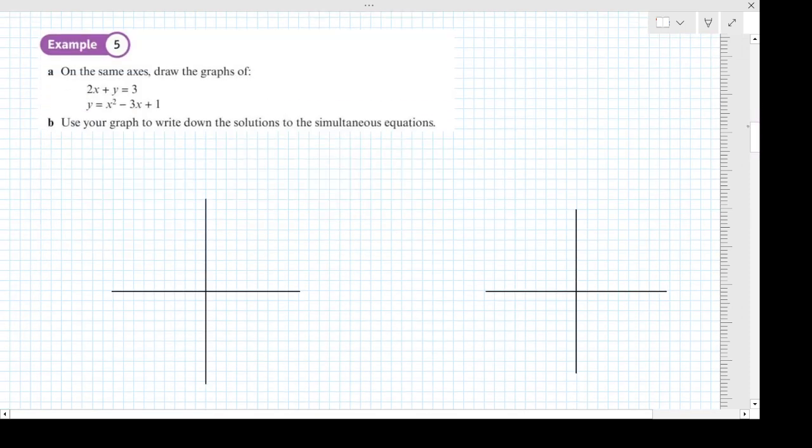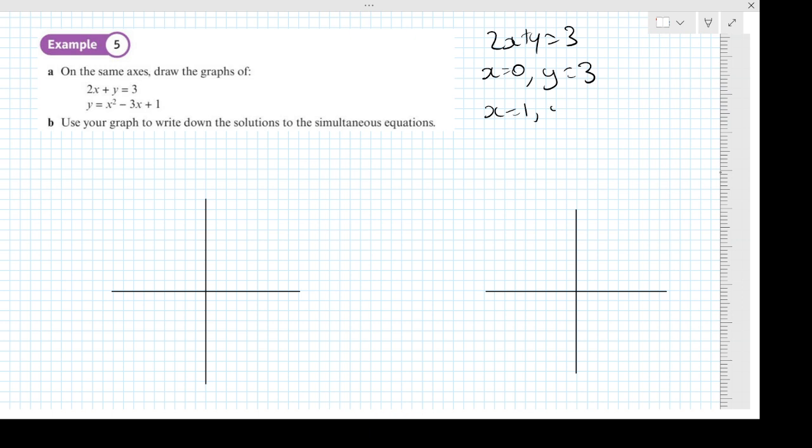We're going to continue on with this, and it says now on the same axis, draw the graphs of 2x plus y is 3 and y is x squared minus 3x plus 1. Okay, so this one has a line and a quadratic. So first let's draw the line. So firstly we have 2x plus y is 3. Again, to draw the line, I want to pick 2 points. I'm going to pick, say, x is 0. Then y would simply be 3, because 2x would be 0 as well. Then x is 1, but then 2x would be 2. So then that would mean y is 1, to get 3. So that would be the points 0, 3, and 1, 1.